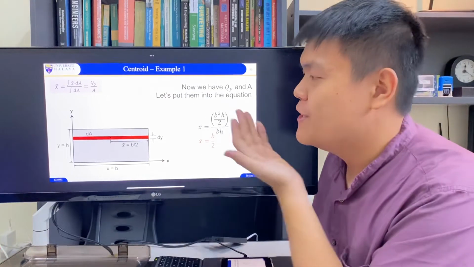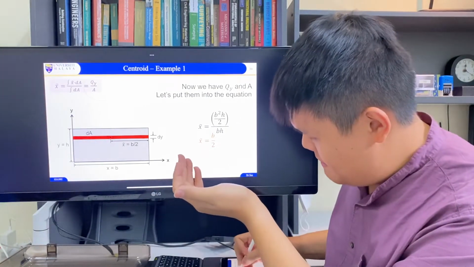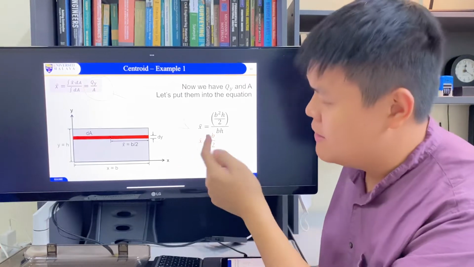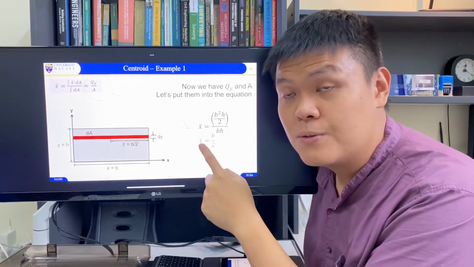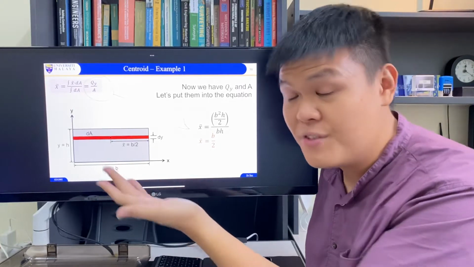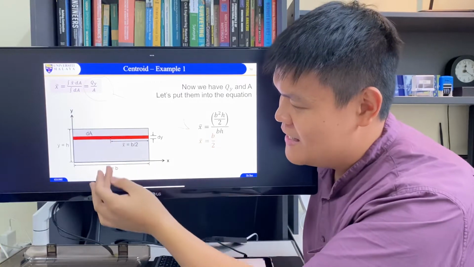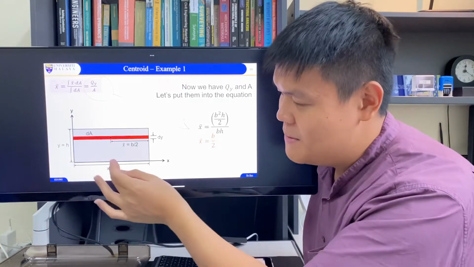Okay, now we have Qy and A. Just put them into the equation up here. You should get x bar equals b divided by 2, which visually, we can see is the middle of the rectangle.